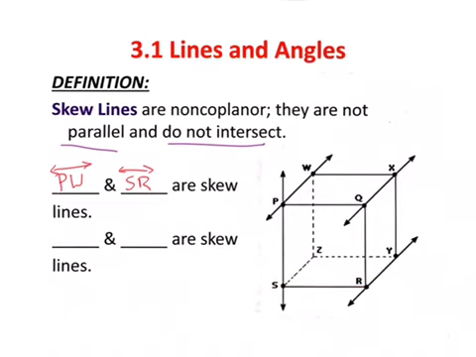I can find another set of skew lines. Let's say this time I choose RY. Well, I want to make sure I'm not parallel to RY, but I also do not want to intersect RY. So maybe I'll use PQ. So I know that RY and PQ are skew.